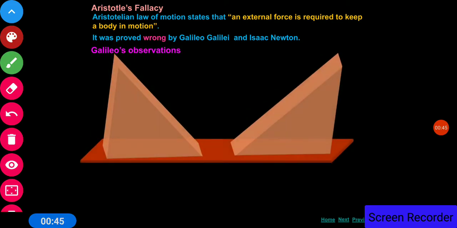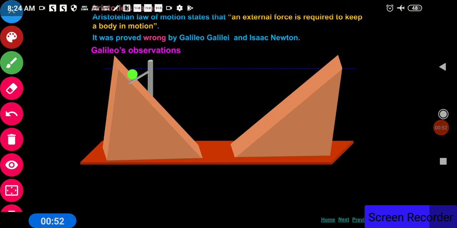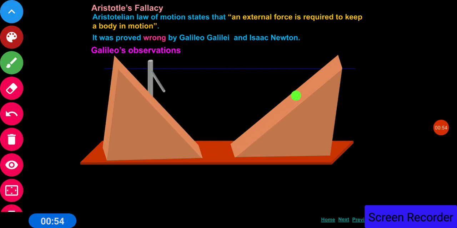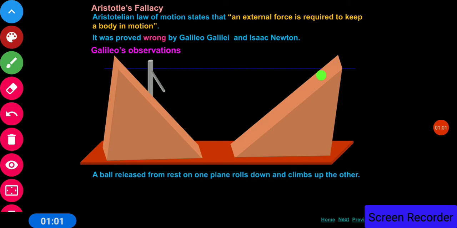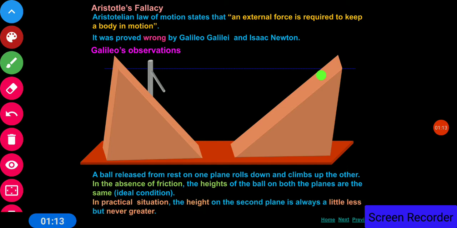Galileo's observation: he took two slanted boards, and he found that whenever a ball is released from one plane, it rolls down and climbs up the other. In the absence of friction, the heights of the ball on both the planes are the same. That is the ideal condition. In a practical situation, the height on the second plane is always a little less but never greater.